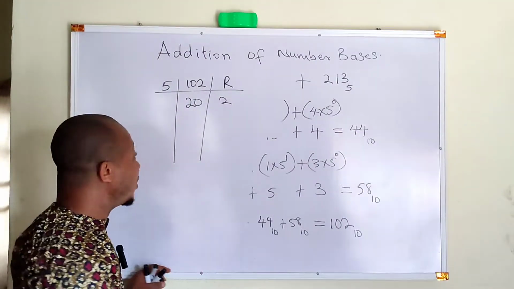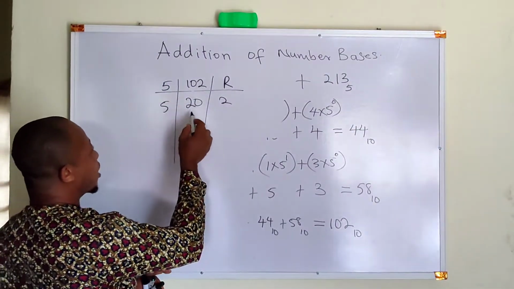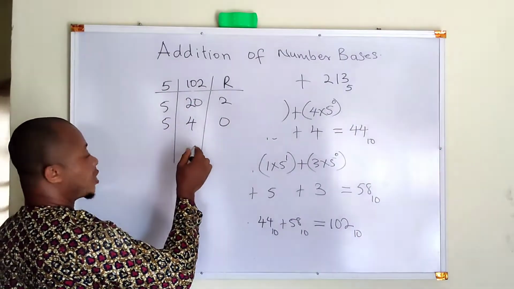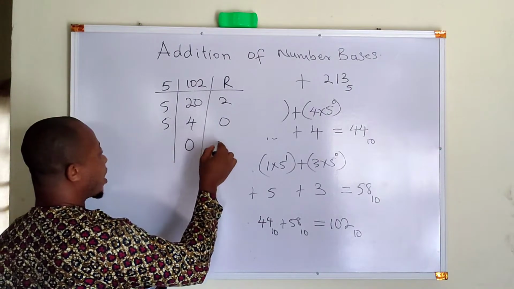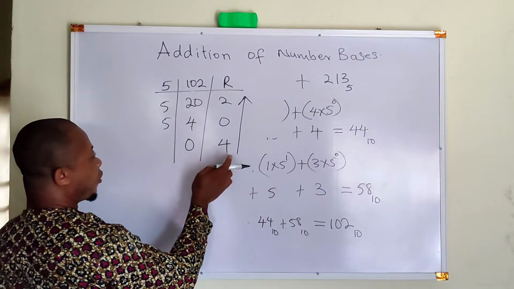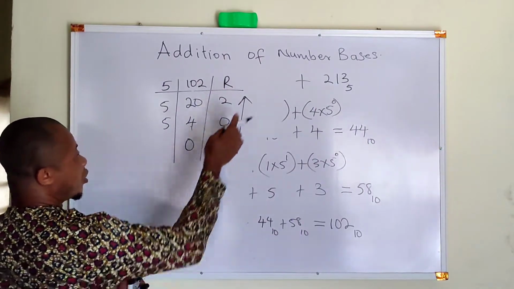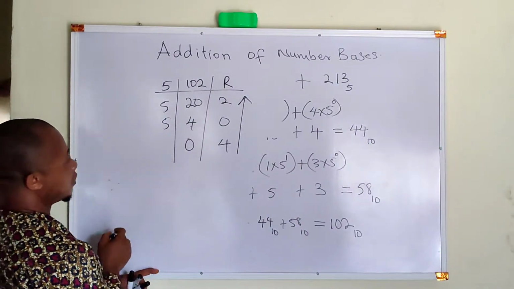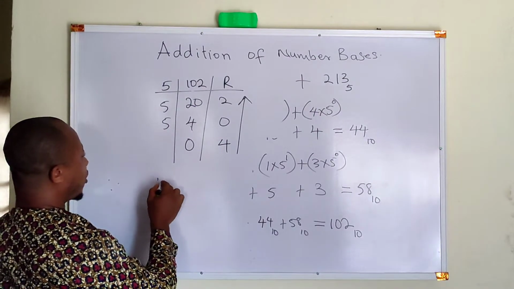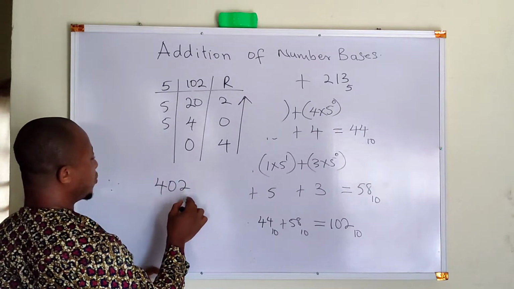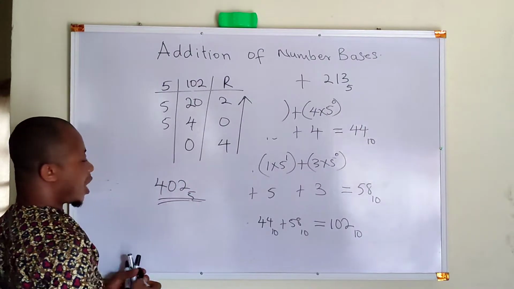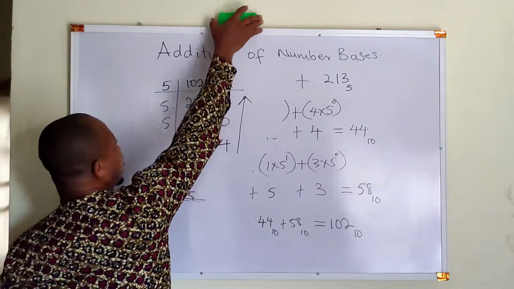So 2 will be remaining. 5 again divide 20 will give you 4, no remainder. 5 divide 4 is impossible. We write 0, then bring down 4. So our answer is going to be, remember we count from down to up. You can comfortably say, therefore, our answer will be 402 base 5. So this is our final answer, 402 base 5.